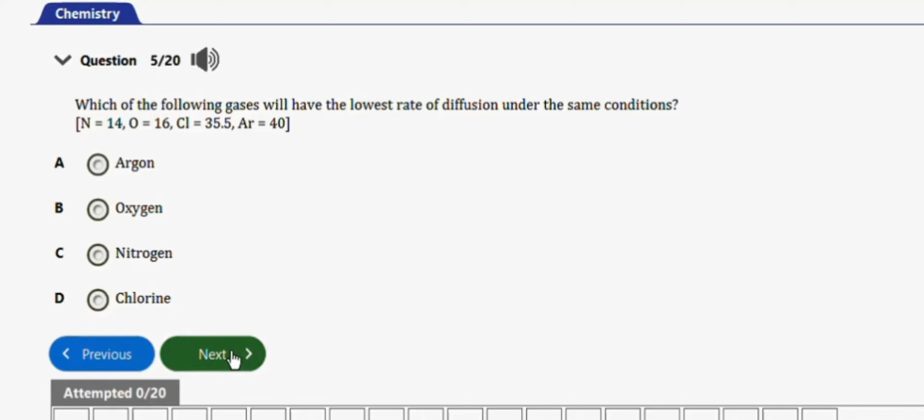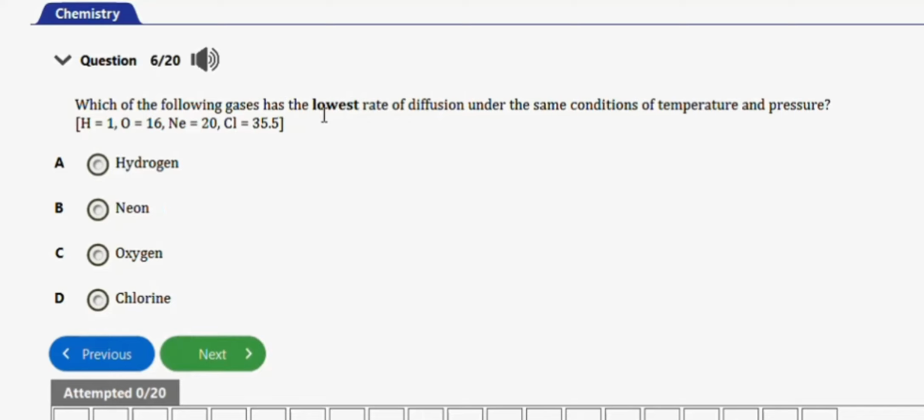The next question will be this one. It says, which of the following gases has the lowest rate of diffusion under the same condition of temperature and pressure? I think we have answered it already. This will still be chlorine gas. Next question will be this one.